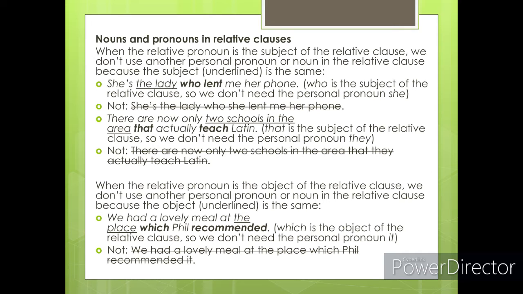When the relative pronoun is the object of the relative clause, we don't use another personal pronoun or noun in the relative clause, because the object underlined is the same. We had a lovely meal at the place which Phil recommended. Which is the object in the relative clause, so we don't need the personal pronoun it.